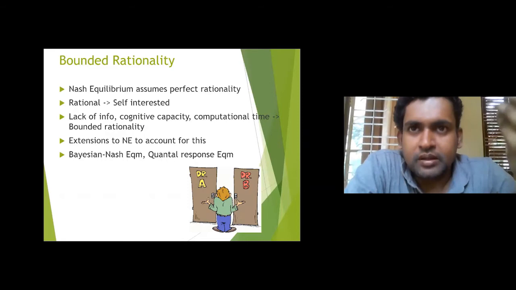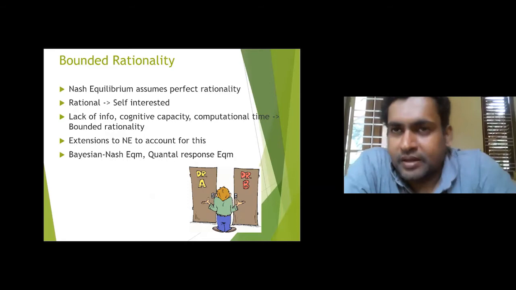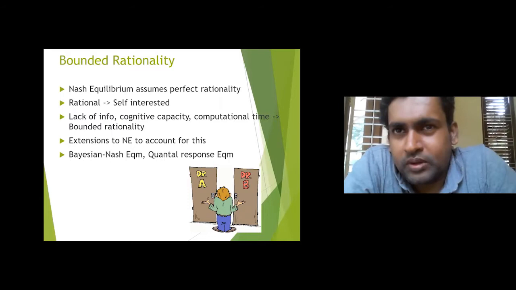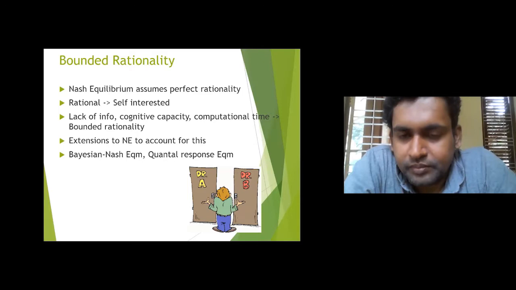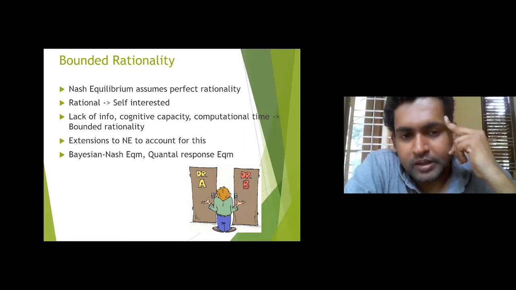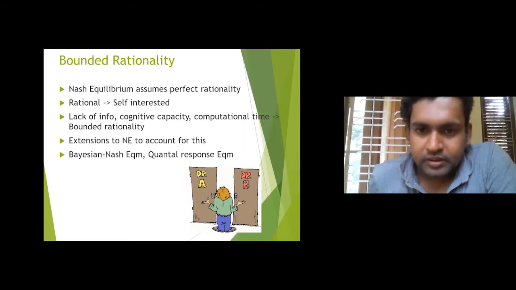So that's this idea of bounded rationality: not all humans or all agents, an agent could be a robot or animal or any sentient being, are completely rational. They may not even have all the information necessary to make a decision. Sometimes, in fact all of the time, we make decisions based on limited, partial information. So there are other models for equilibria that have been developed to account for this as well. But this is one key reason why Nash equilibrium might not work as expected among humans.